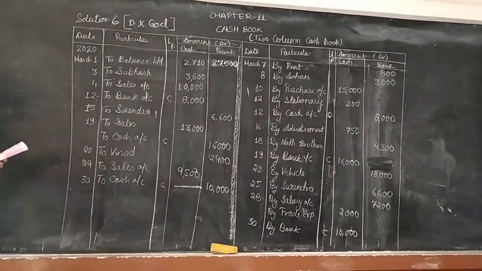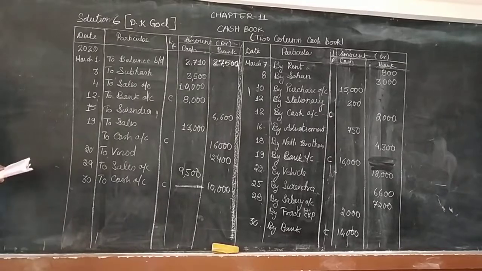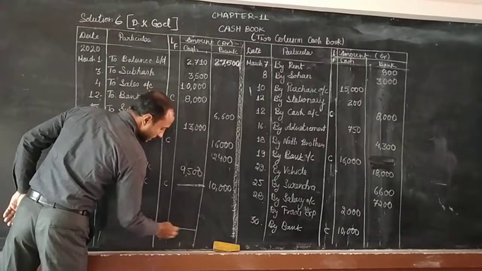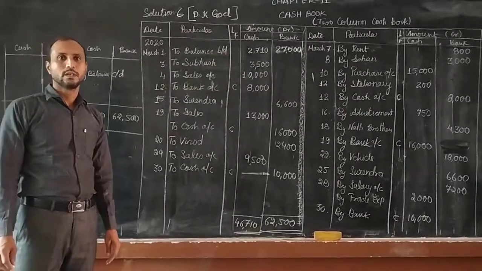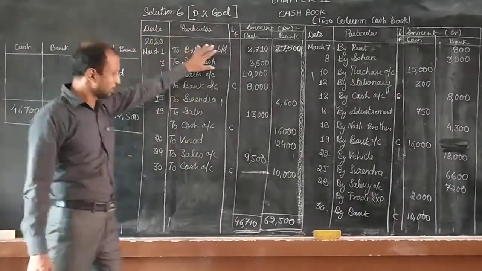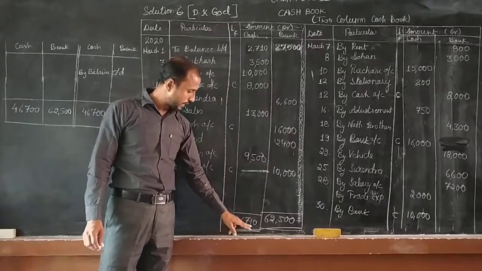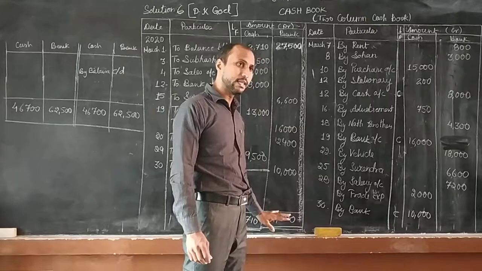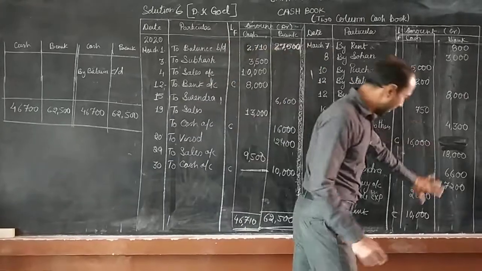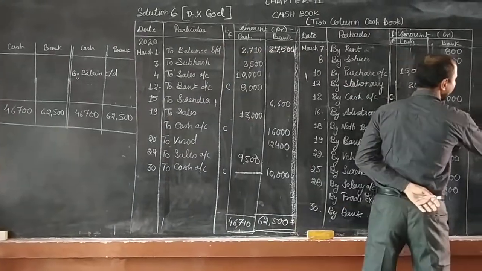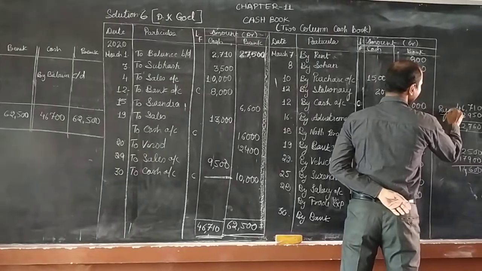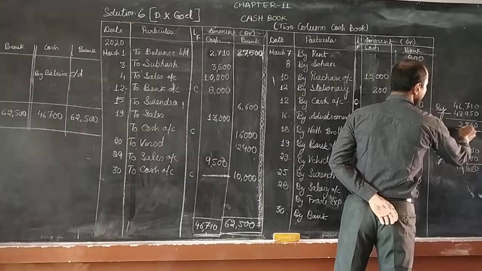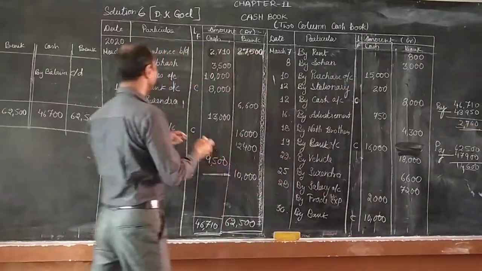Clear. Now we will see here the cash column and bank column balance. Now we will see the total of this amount is 46,710. And the total of bank is 62,500. It is clear? And these two totals, I don't have sufficient space, so we have written here, that is of your payment total, and this is of your payment total. And we have subtracted it, so that with both subtractions we will have the balance here.